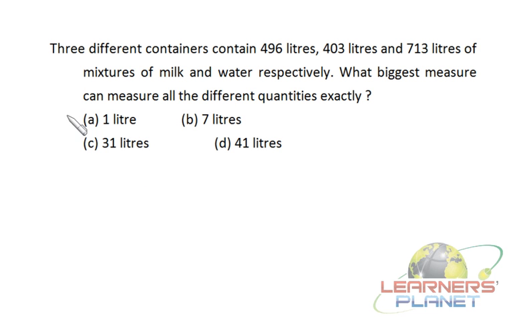Now let's see this problem. Three different containers contain 496 liters, 403 liters and 713 liters of a mixture of milk and water respectively. What biggest measure can measure all the different quantities exactly? That means we are looking for the HCF of all these three numbers, that is 496, 403 and 713. Okay, so let's see how we find it out.